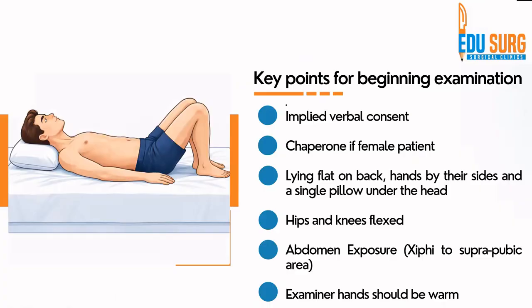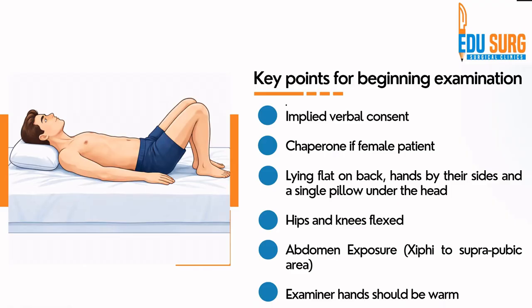Now, before we begin an examination, these are very important points. Implied verbal consent is important. May I examine you? The room should be quiet. It should be isolated. If it's a female patient, you need a chaperone. The patient should be lying flat on the back with hands by their sides and a single pillow under the head. Hips and knees are flexed to relax the abdominal muscles.